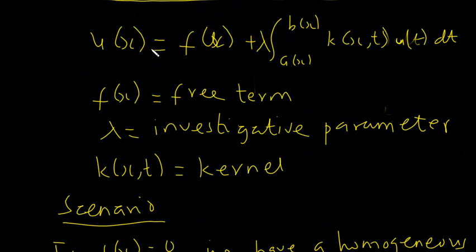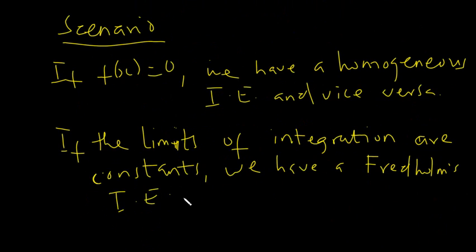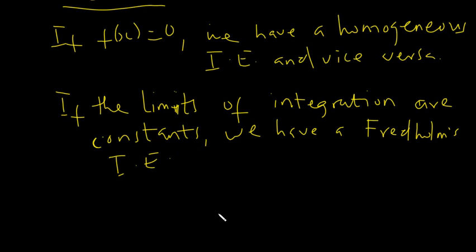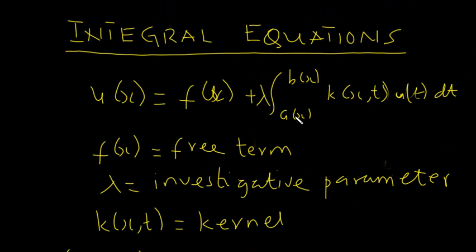Yeah, so having these be constants, you have a Fredholm's integral equation, and we have a Volterra IE otherwise. Okay, so we are basically saying that if these two are just constants, then you have a Fredholm's integral equation.